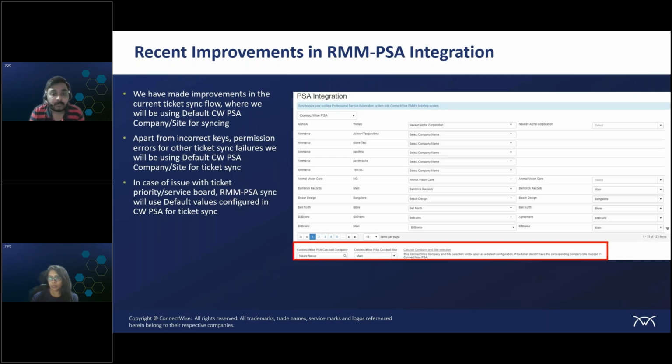Along with the default PSA catch-all company and site, we will also refer to the default service board and default priority for syncing tickets to PSA in case we do not find any of the entities present with the integration. So apart from incorrect keys and permissions errors currently present with service boards, for other ticket sync failures you will see those tickets getting synced to ConnectWise PSA with the default ConnectWise PSA entities, that is, the default service board and default priority.